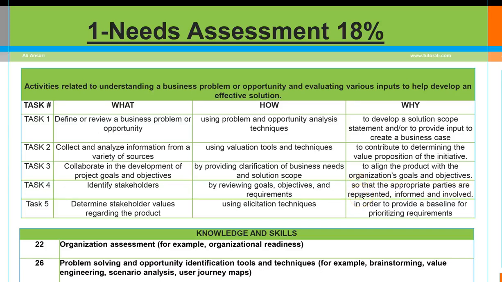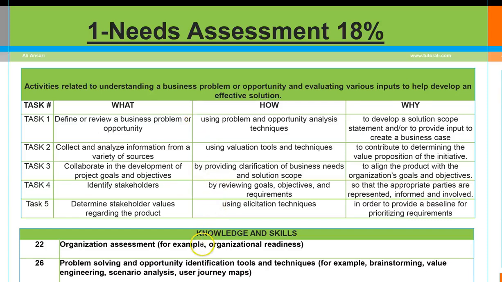involved. We want to make sure that all the stakeholders are involved during the needs assessment domain, because that is where we are going to get all our requirements from. The task 5 we have is to determine stakeholders' value regarding the project by using elicitation techniques in order to provide a baseline for prioritizing requirements.